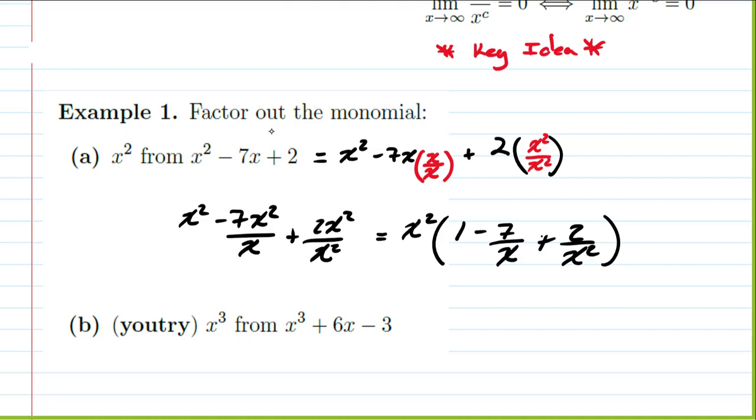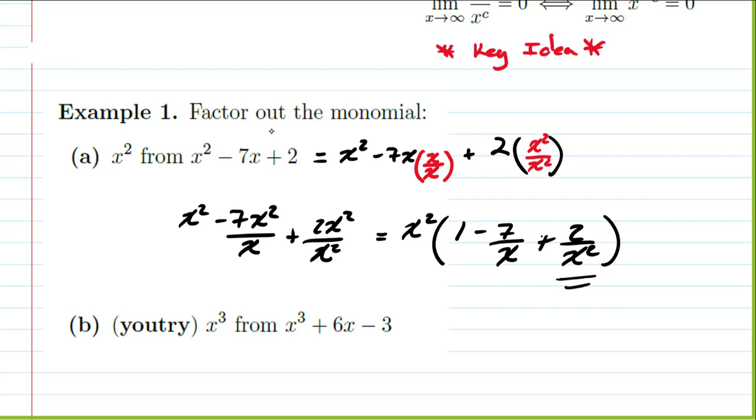So firstly, I included a whole bunch of steps that in general we don't need to do. I wanted to justify why this is legal and what's happening. But notice, how many x's didn't the 7x have? How many was it missing to have an x squared? 1. So when I factored out an x squared, how many x's ended up in the denominator? 1. How many x's did the 2 have? 0. So when I factored out an x squared in the final answer, how many x's ended up in the bottom? 2, right? To make it balance.